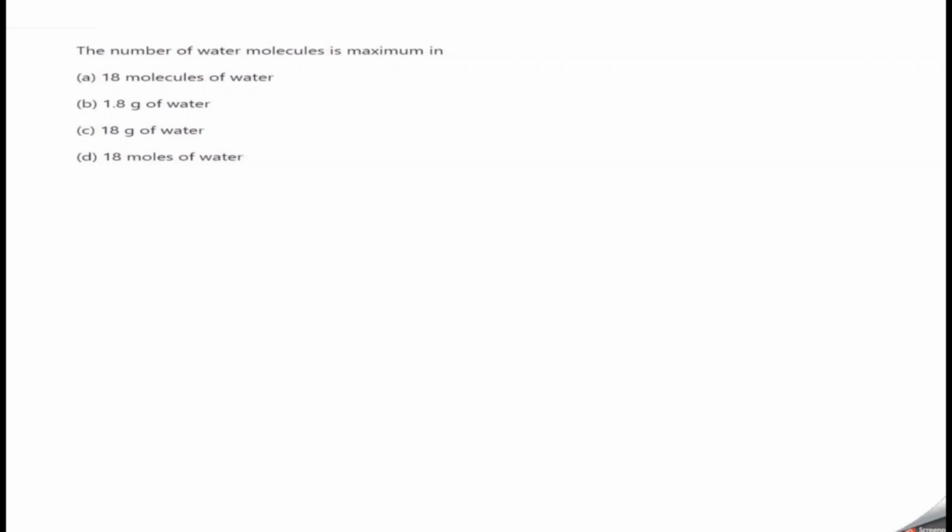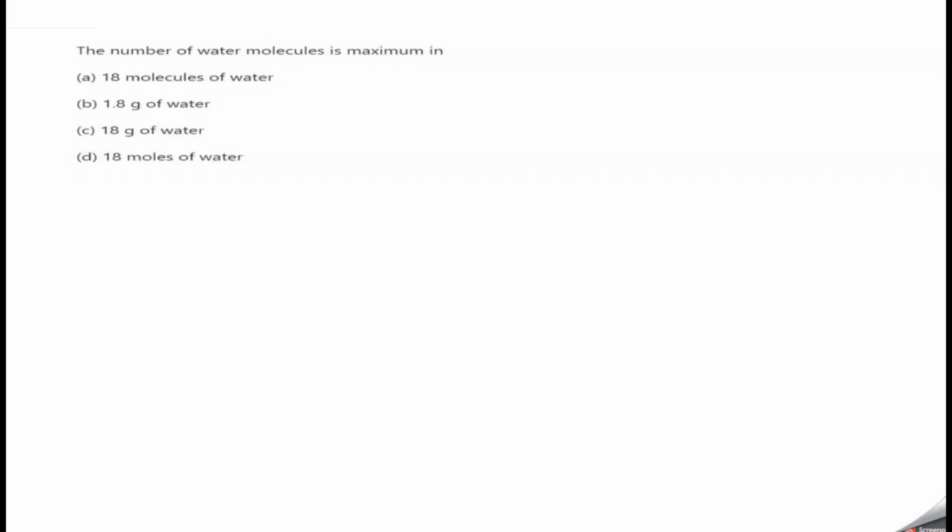Okay, first of all I will tell why the examiner is putting a question like this. Here the examiner wants to test whether you are able to know the different units. That means the relation between mole, molecules, mass and number of moles, regarding that, whether you have a clear idea or not. So then how to tackle this question? The best method is to convert every option into one single unit, so that it will be easy for you to compare and get the answer.